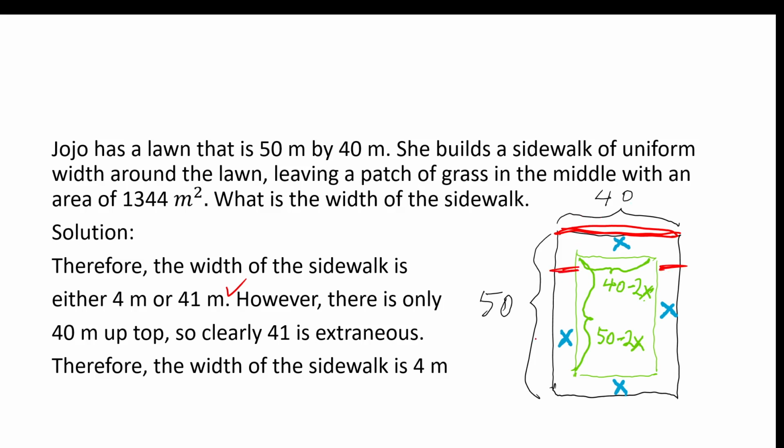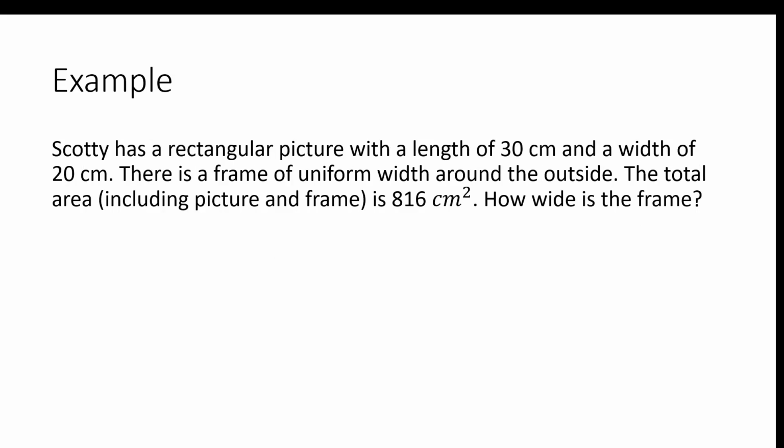And in fact, we actually want two of them. So there's no way we could have 82 meters worth of sidewalk when there's only 40 at the top and only 50 on the side. Okay? So clearly 41 is extraneous. That means the width of the sidewalk is 4 meters.